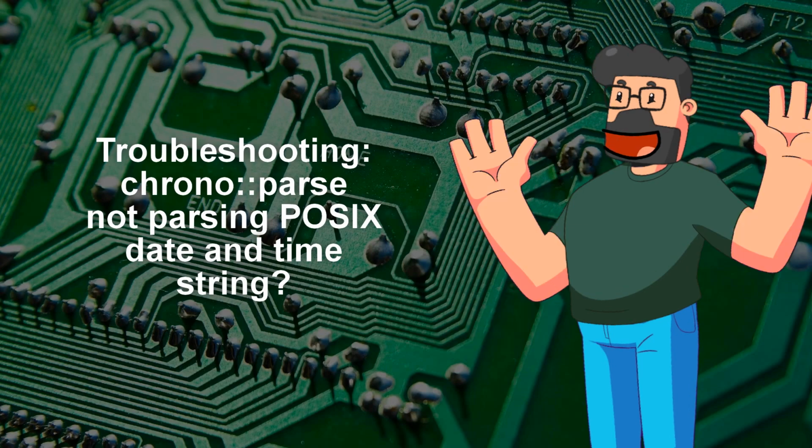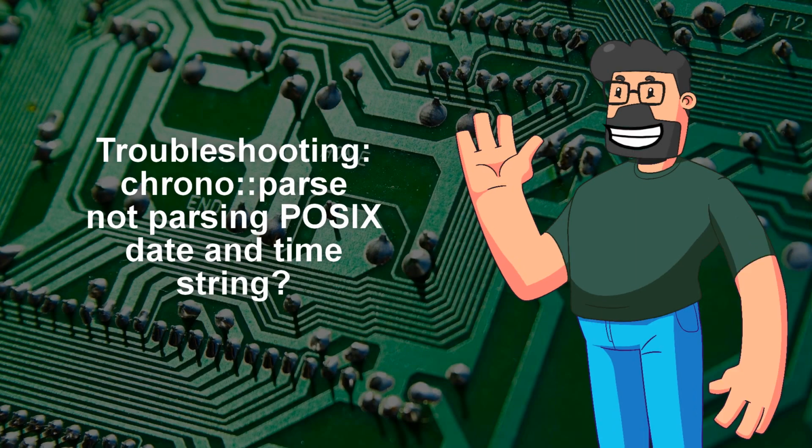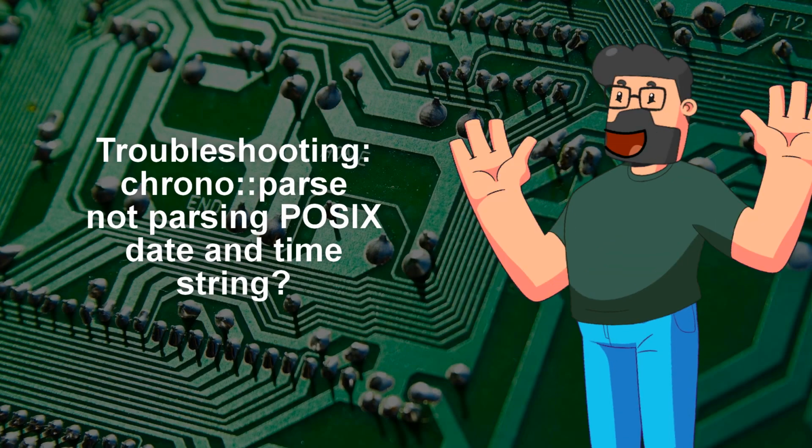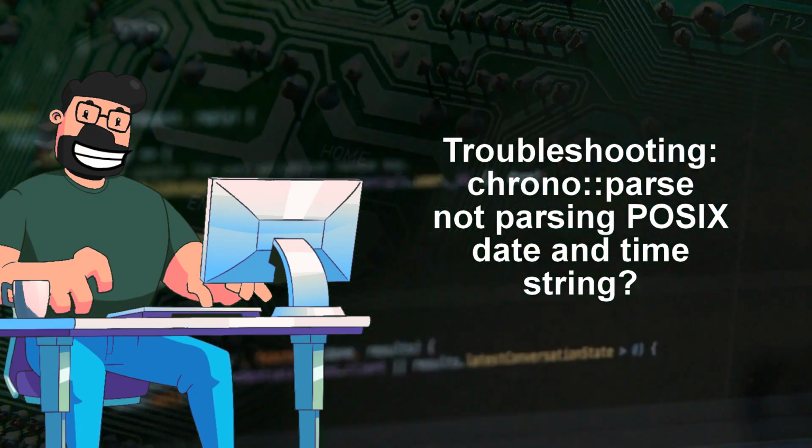The problem at hand is related to using the chrono library to parse a POSIX date and time string, irrespective of the global locale. Our code snippet is all set up, but unfortunately, it always outputs an error message instead of the expected date. Now let's delve into the solution.